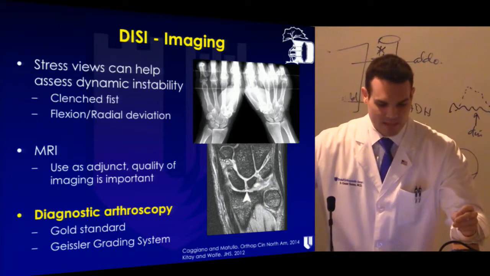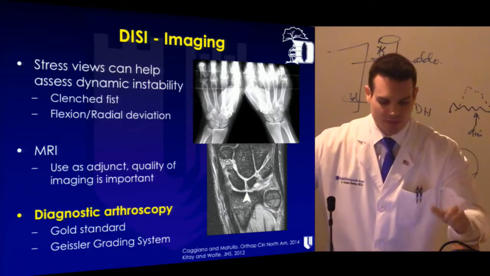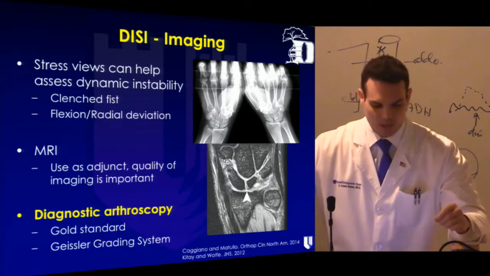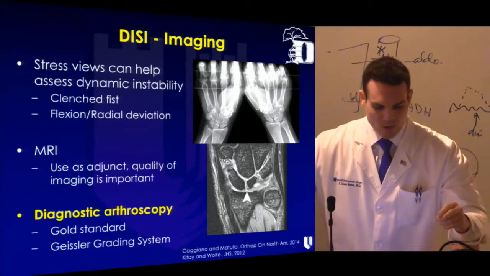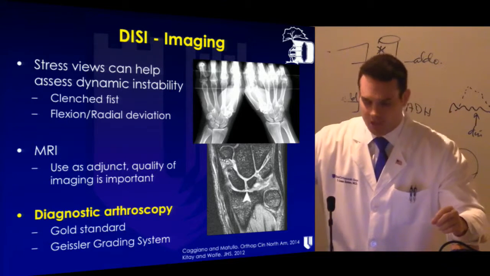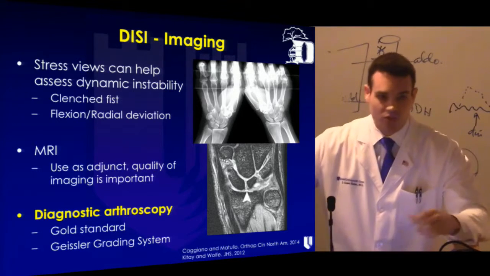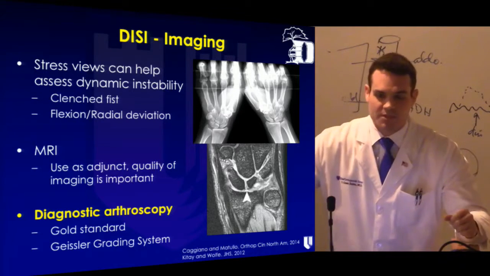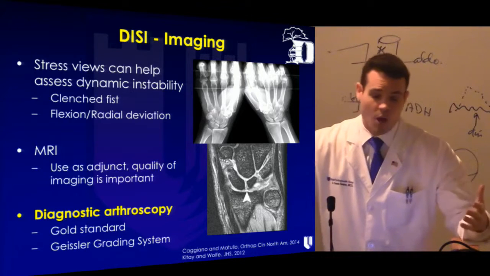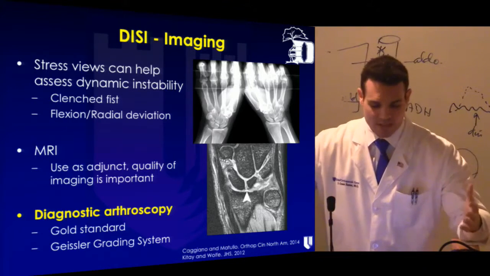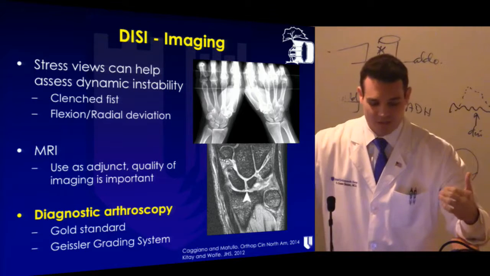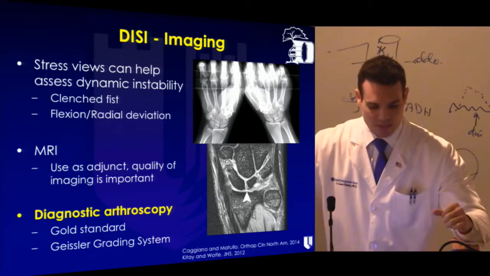Stress views can be helpful for dynamic instability, clenched fist views, for example, or stress views, flexion, radial deviation. MRI, it's interesting. We think of MRI as being very helpful with ligamentous injuries, but in this case, it's often not. I found a huge range in the sensitivities and specificities, and a lot of it depends on the quality of the MRI, 1.5 versus 3 Tesla, and also the quality of the radiologist is very, very, very important in this case.